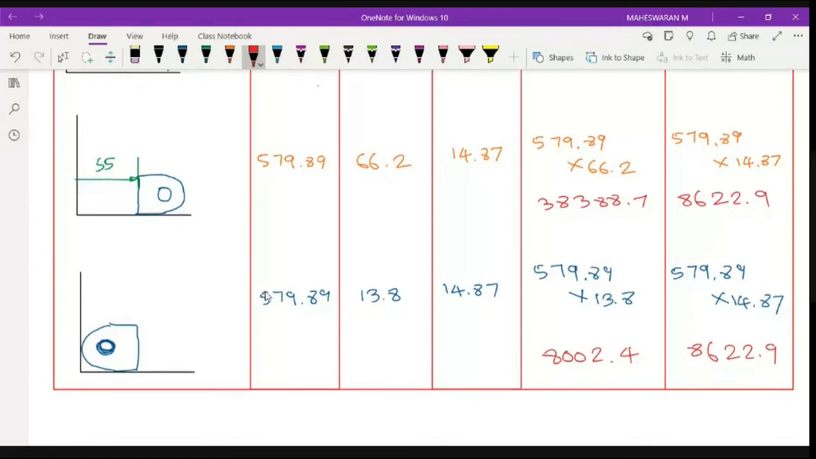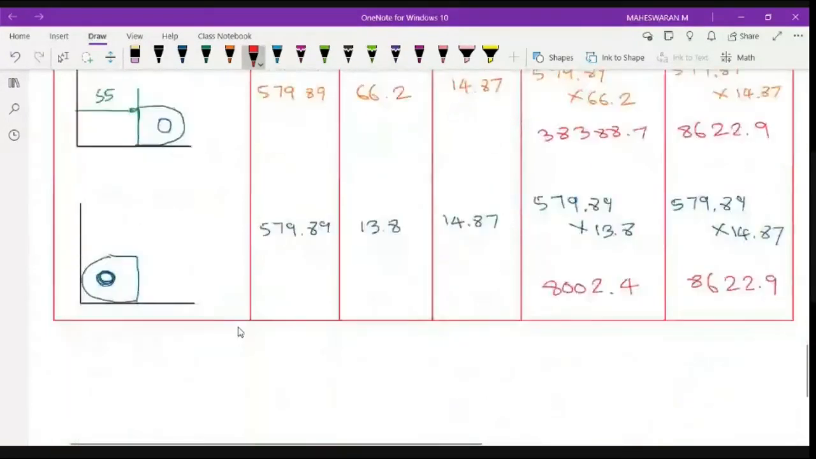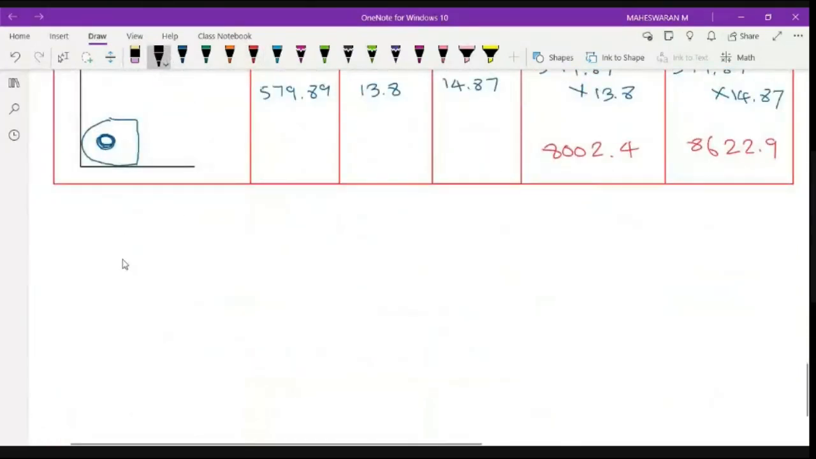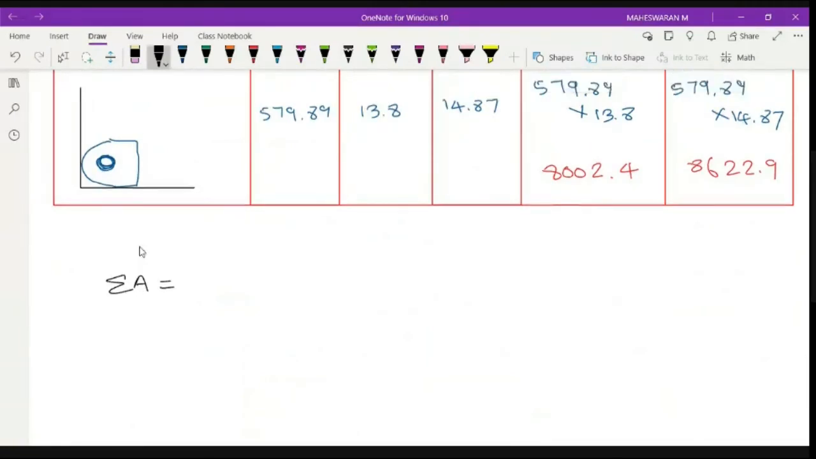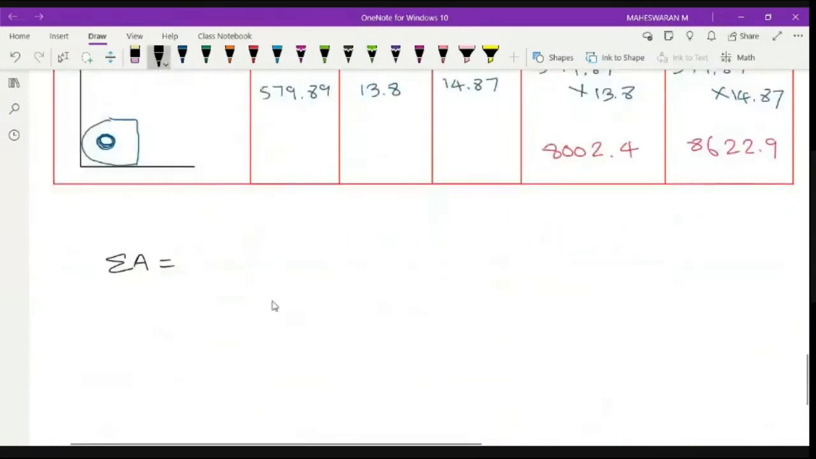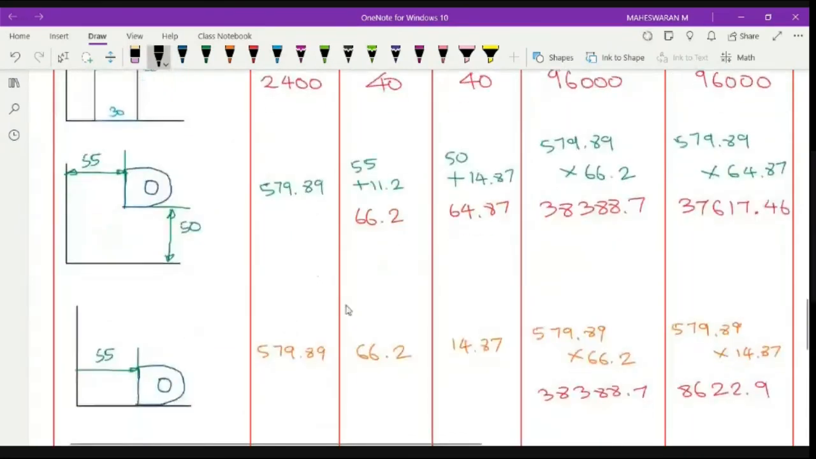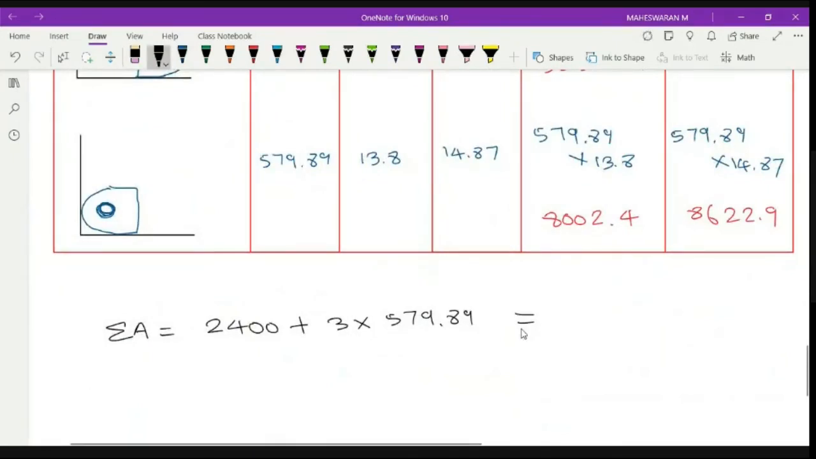So all the values have been added. I have considered everything. So the only thing is I have to add. Okay, so let us identify what is my sigma A. Sigma A is 2400 plus 3 into 579.89, because it is 3 times, so 1, 2, 3. So I'm multiplying with 3. So what is the value for sigma A? 4139.67 mm square.